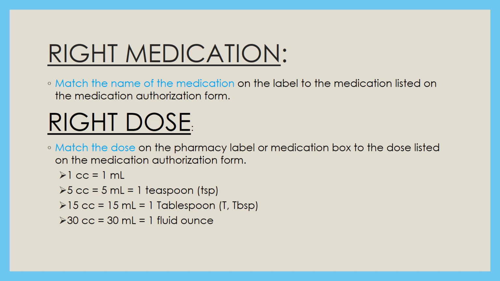Please note the equivalent liquid measurements on this slide. 1 cc is equal to 1 milliliter. 5 cc's is equal to 5 milliliters, which is also the same as 1 teaspoon. 15 cc's is the equivalent to 15 milliliters, which is equal to 1 tablespoon. And 30 cc's is equal to 30 milliliters, which is the equivalent of 1 fluid ounce. If there is ever any doubt about the medication or the dose that is to be given, stop, call your resource nurse, and ask for help or guidance.